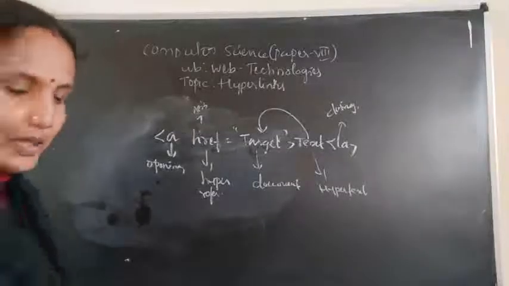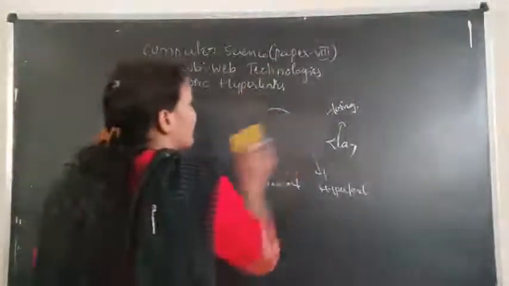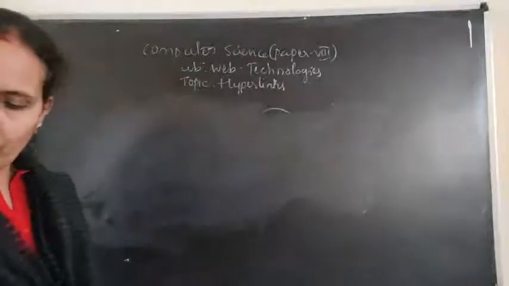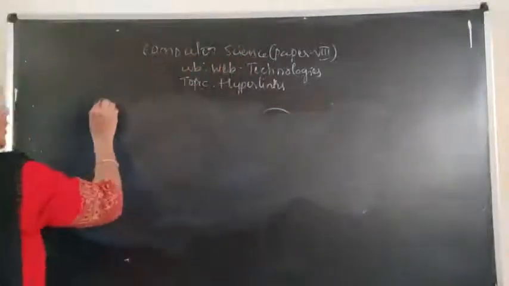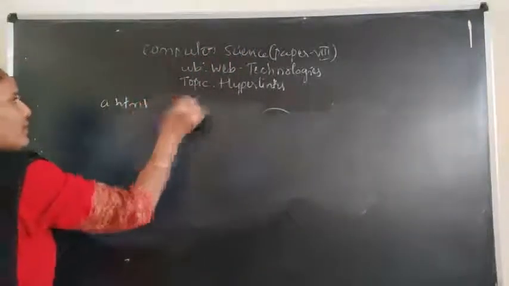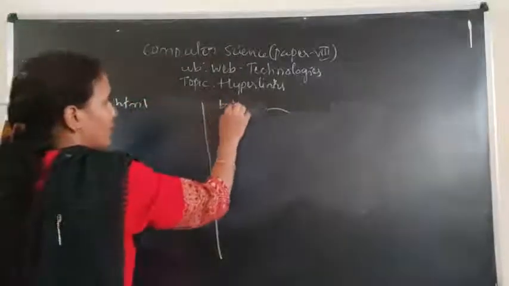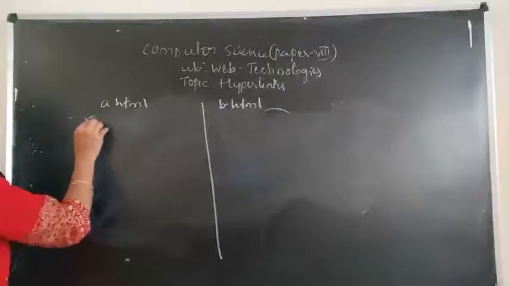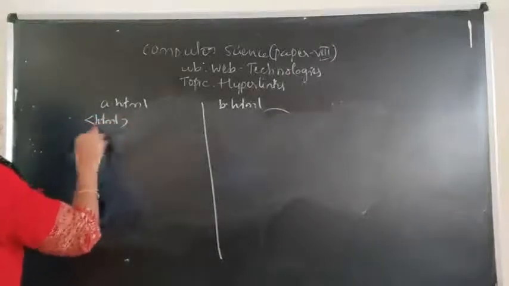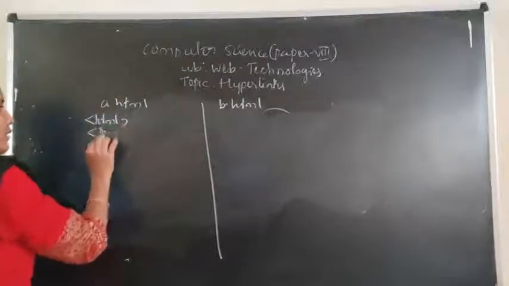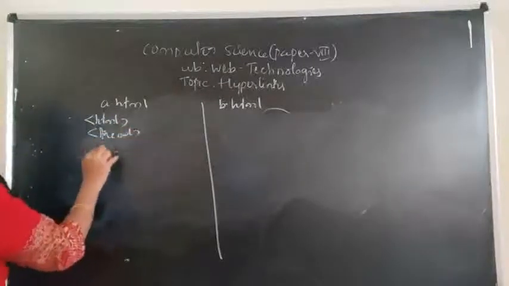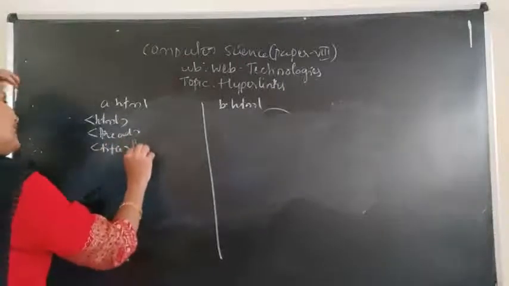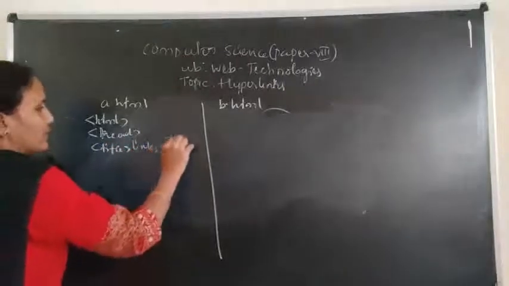Now, I will give you the example program. Here, I am creating two documents, a.html and b.html. In a.html, I am writing a simple document: HTML, header, and inside head I am giving a title. Title is links. You can give any title.